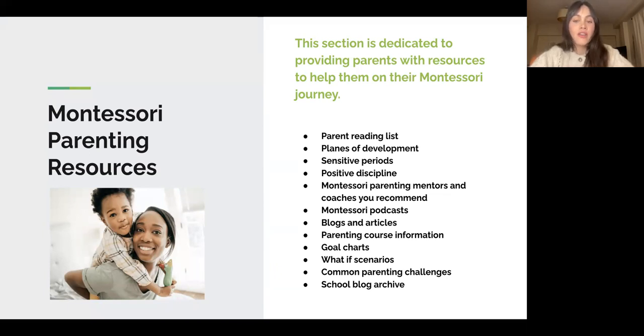Positive discipline, you can do things like mistaken goal charts. Things like this are helpful so that parents understand what to do in these difficult scenarios that we experience as parents. Montessori parenting mentors and coaches that you recommend. So maybe your school has worked with a parenting coach, a mentor. You have a list of recommendations for those parents who really want to dive deeper into a parenting journey. And you can recommend, if you really want to take a parenting workshop, I have a great contact for you. You can contact. A list of Montessori podcasts.